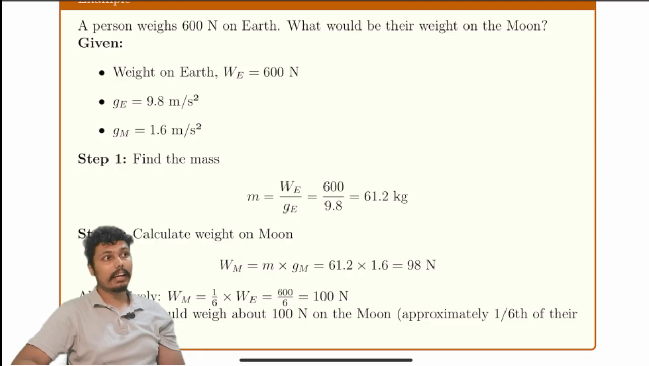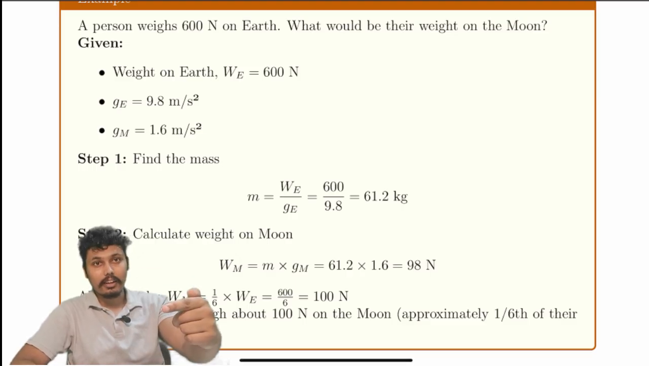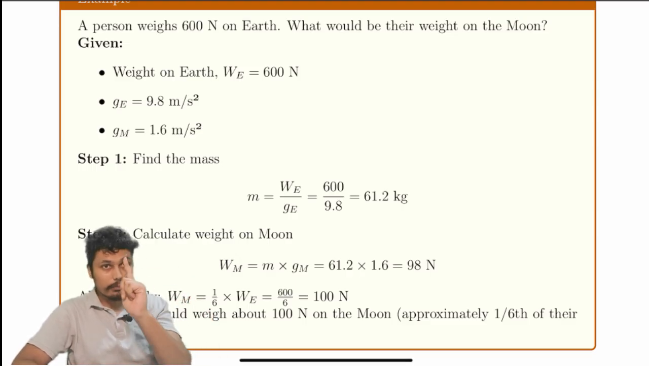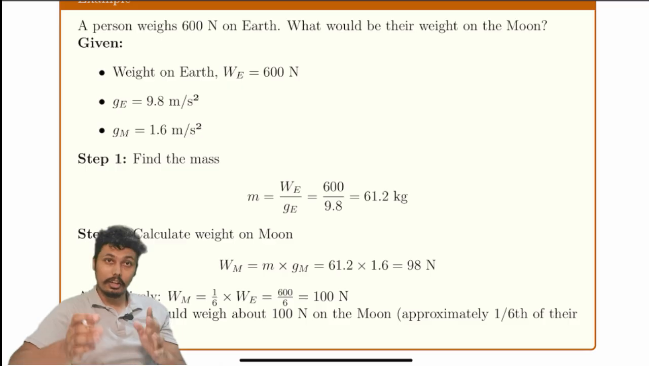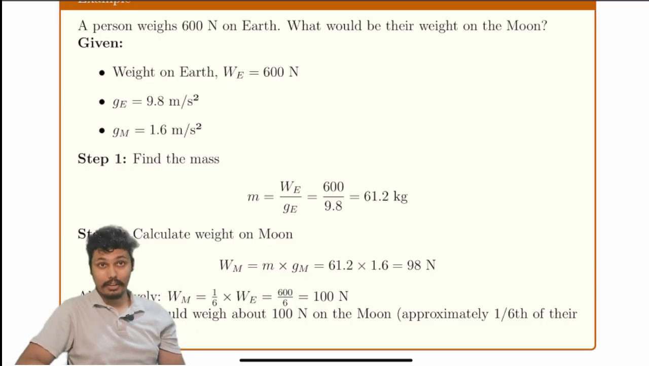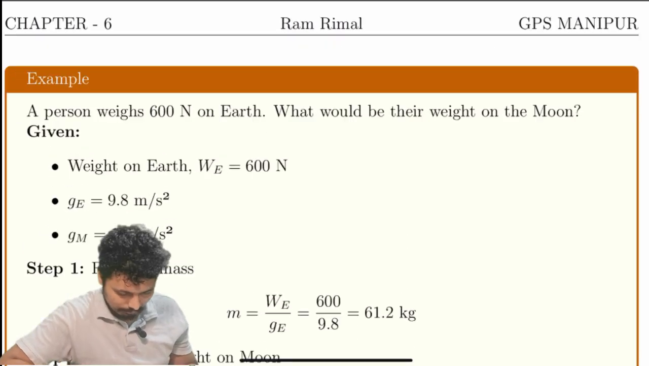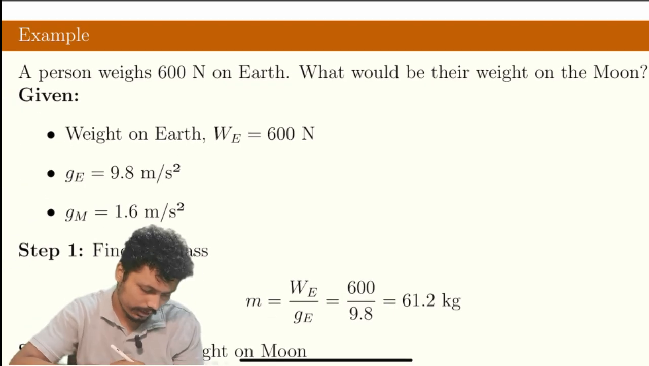28 times means, if you can jump 28 meters here on Earth, you will jump only 1 meter on the Sun. You cannot even jump. Very high gravitational force.